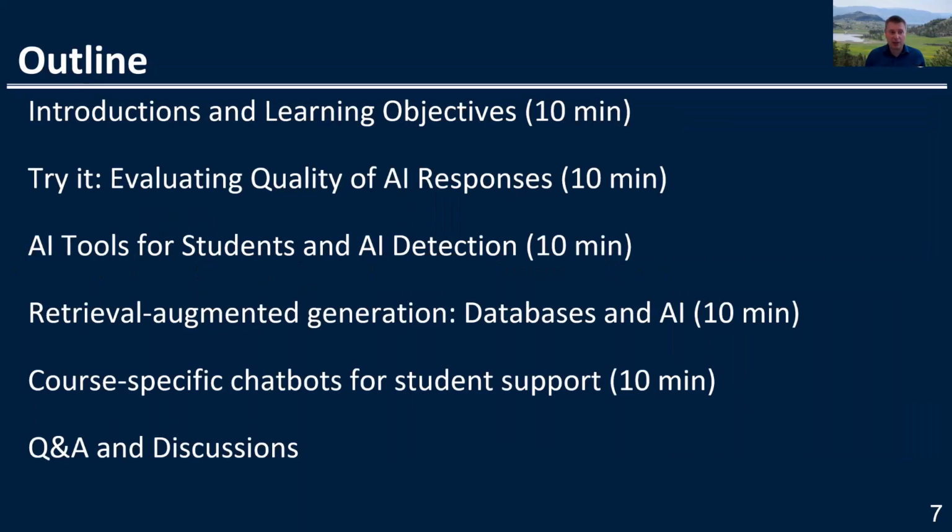My plans for this is introduction, talk about the learning objectives to get started, evaluating the quality of AI responses. We'll talk about AI tools for students and AI detection in general. Retrieval augmented generation and databases in AI. I won't keep this very technical if you're new to AI, but I will try to give you some terminology that you can use. I'll talk specifically about our course-specific chatbots that we're working on and we would love to get community feedback from, and then open for QA and discussions. But once again, at any time, post on chat, put your hand up, engage with the online system.